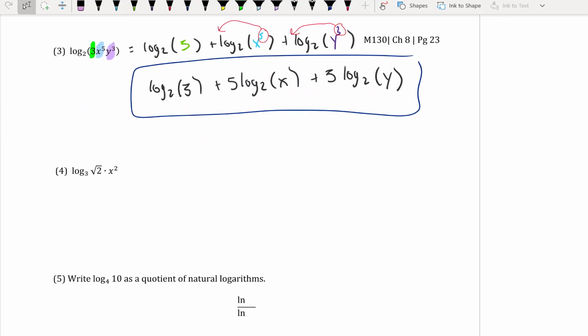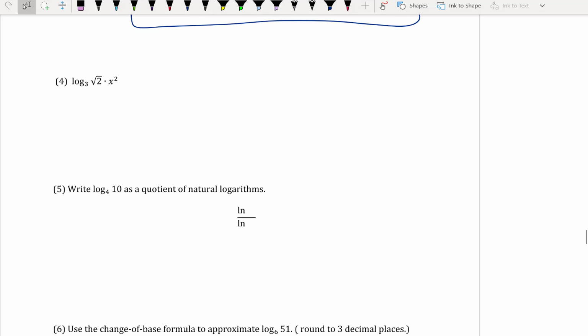For number 4, that's going to be very similar, where we know that these two things are being multiplied together since it has multiplication. So I need to go into my product rule. So log base 3 plus my log base 3. So I'm going to have a square root 2, and I'm also going to have an x squared.